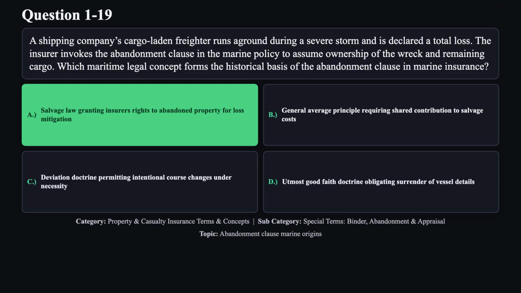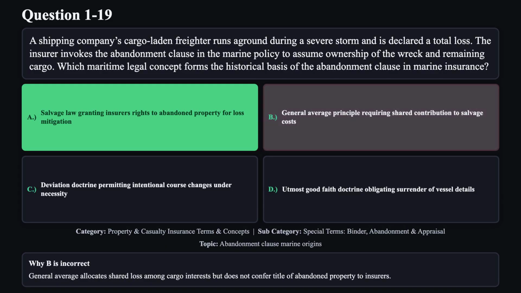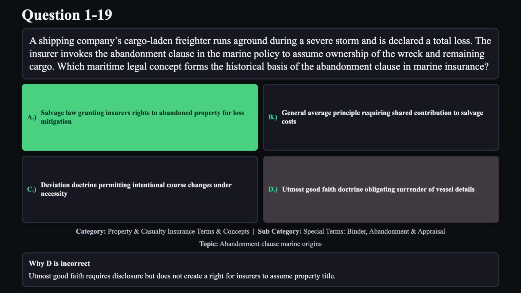The correct answer is A. This option is correct because the abandonment clause originated from maritime salvage law, allowing insurers to take title to abandoned property and recover value through salvage proceedings. Reason B is not correct. General average allocates shared loss among cargo interests but does not confer title of abandoned property to insurers. Reason C is not correct. Deviation doctrine governs route changes and does not address insurer ownership of abandoned cargo. Reason D is not correct. Utmost good faith requires disclosure, but does not create a right for insurers to assume property title.